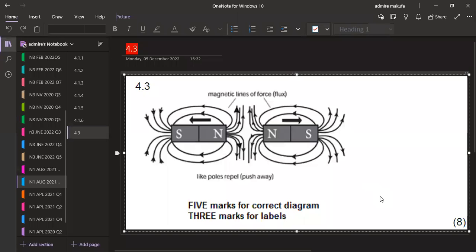So we are told that the north poles are facing each other. As you know, north and north are going to repel in this case. This north is going to be trying by all means to link with the south, because these two are repelling. The magnetic lines of force or flux: like poles repel, that is, they push away. But north and south attract each other. But north versus north, there is no attraction. They do repel. All right.